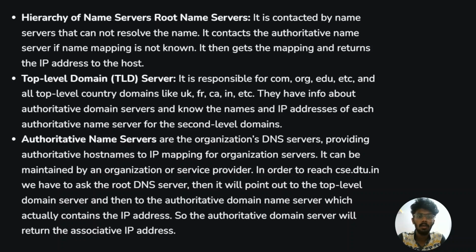They have info about authoritative domain servers and know the names and IP address of each authoritative name server for the second level domains. Authoritative name servers are organizations' DNS servers providing authoritative host names to IP mapping for the organization's server. It can be maintained by an organization or service provider.